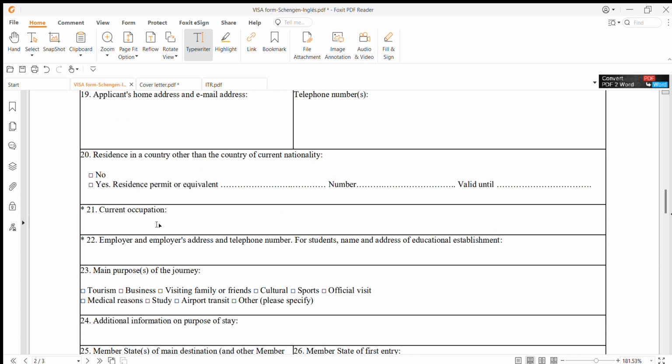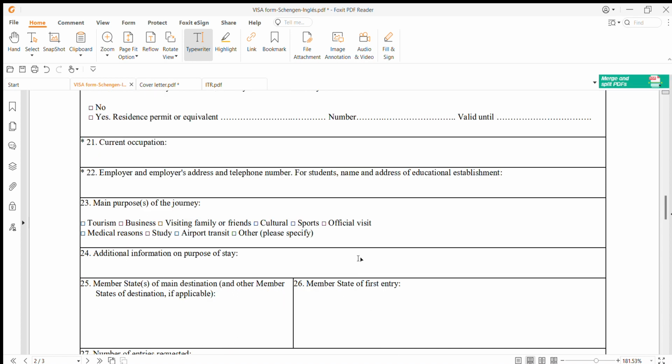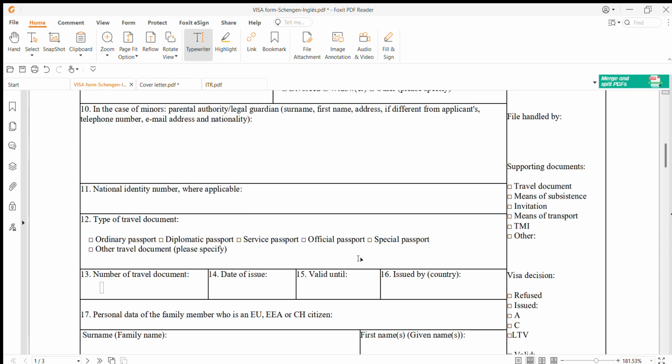Current occupation, student of course. Employer and employer's address, telephone numbers. For a student, name, address. Okay. So here, since you are a student, you are going to write the address of your hostel, and I wrote IIT Kanpur, with the pin code and all that address. Okay. Where I was.